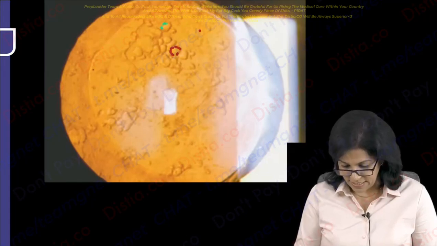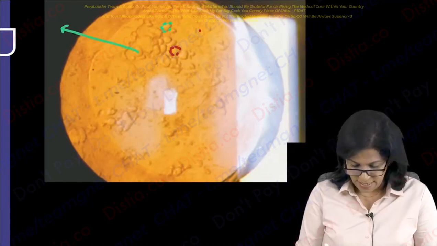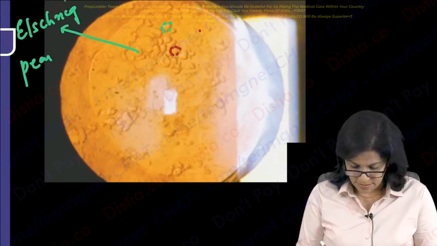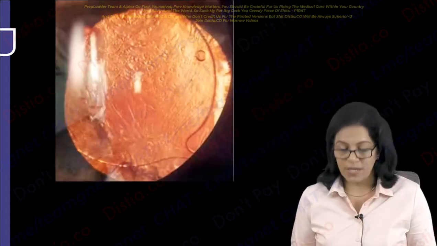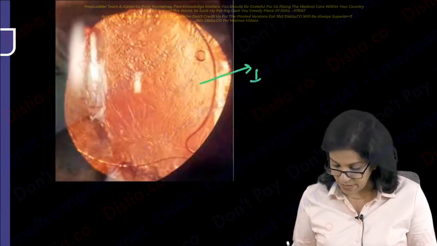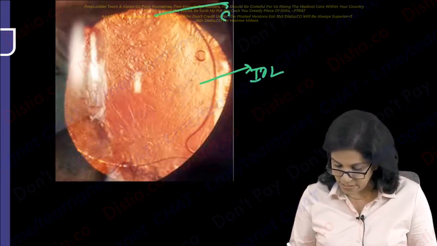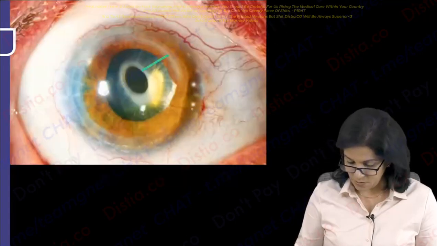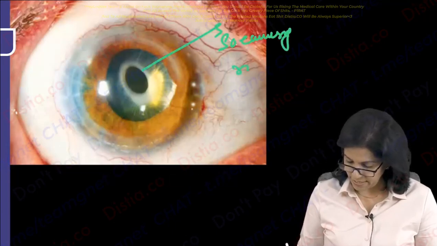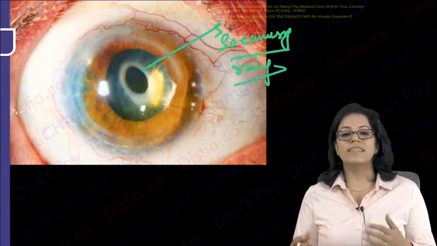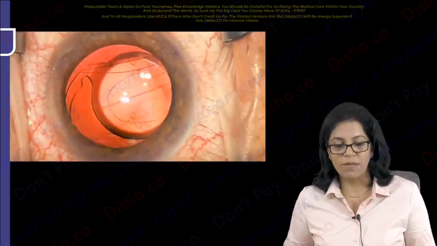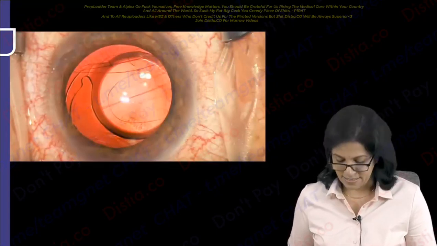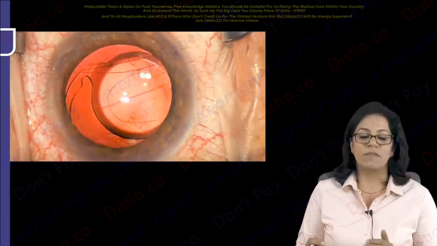And this one, can you see these circular opacities? So these are your Elschnig pearls. Again, if you look here, this is your Elschnig pearl. This is the IOL already implanted, and these are the Elschnig pearls. Look here, this is Soemmering ring. Soemmering ring is just a chance finding. The patient is not having any problem. The vision is absolutely fine because the fibrosis is all at the periphery.